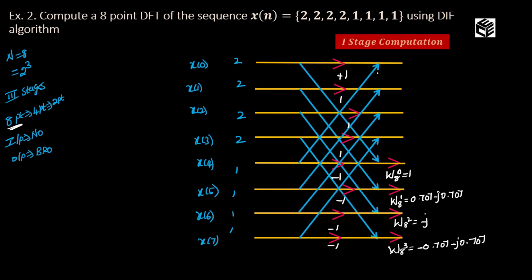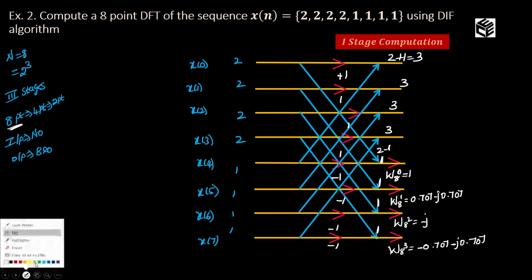So the first output of the first line is 2, 2 into 1 is 2, which is added to 1. So 2 plus 1 is equal to 3. In a similar way, this is also 3, this is also 3, this is also 3. And coming to this line, the first line is 2 and the second line is -1. So 2 minus 1, my answer is 1. Here also my answer is 1, 1, 1.